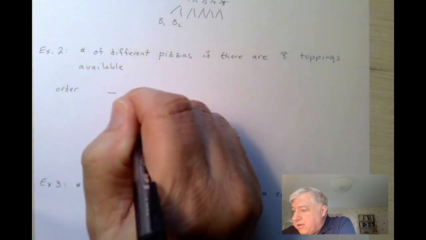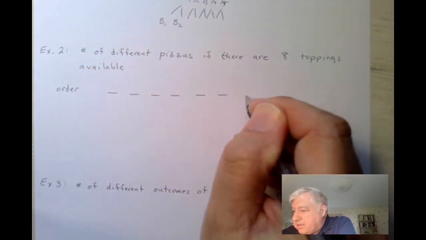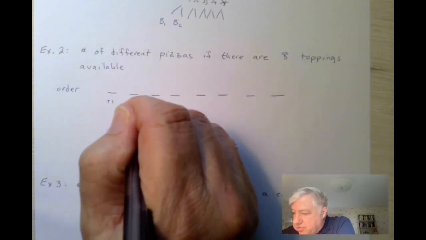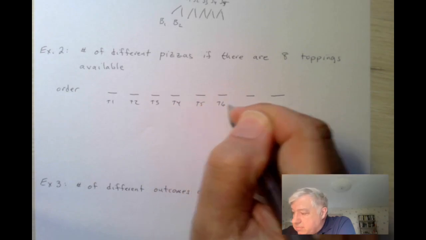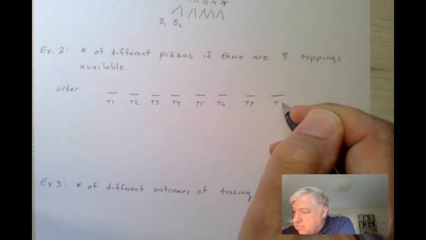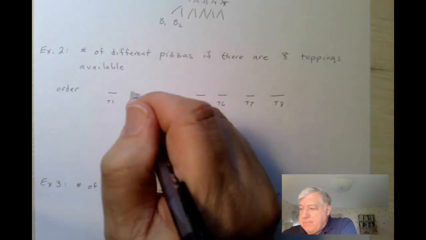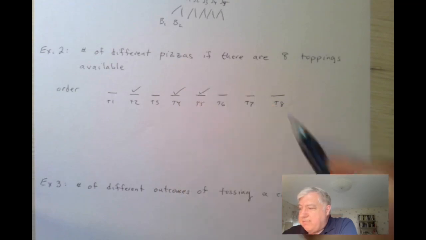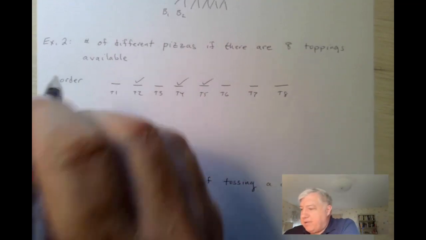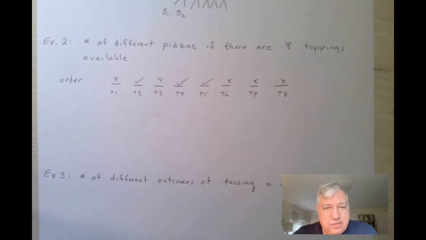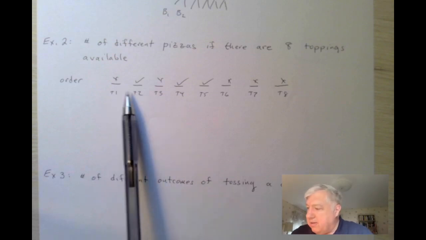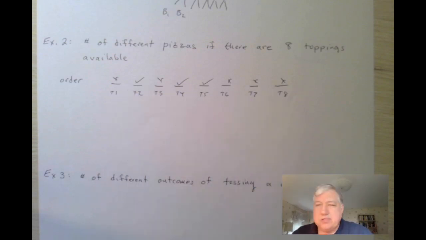you're just going to be saying, here are eight possible toppings. So topping 1, topping 2, topping 3, topping 4, and so on. Let's say I want topping 2 and topping 4 and topping 5, and I don't want any more toppings, so I'll just put in an X here. So basically, every order corresponds to some way to fill this out with X's and checks. Now, how many possible ways can we do this?